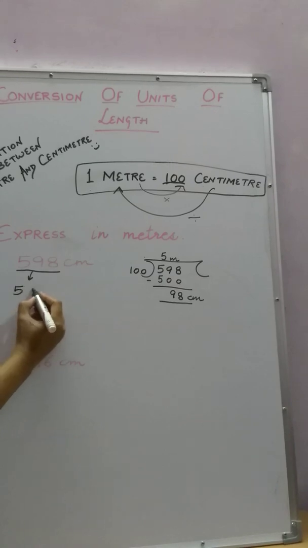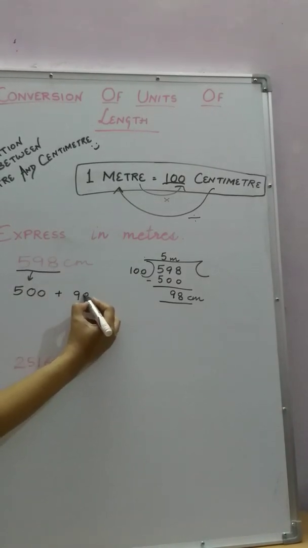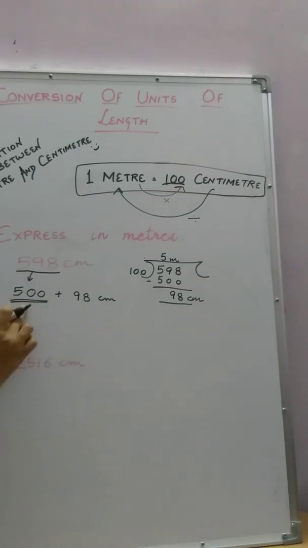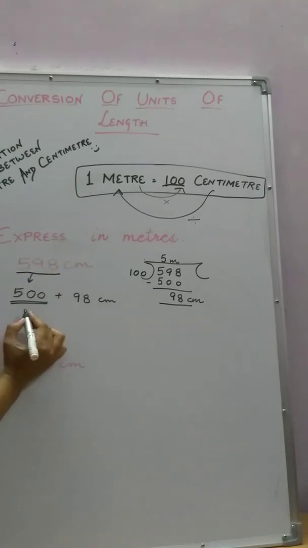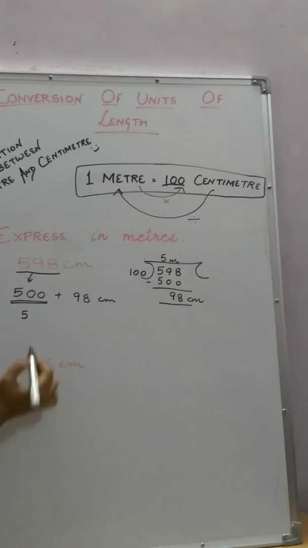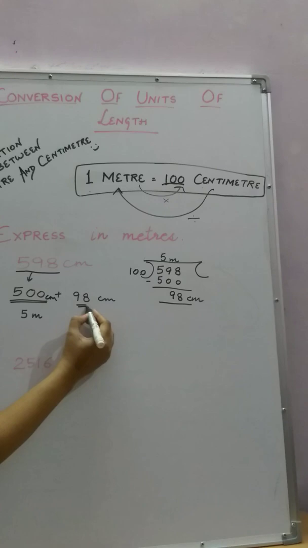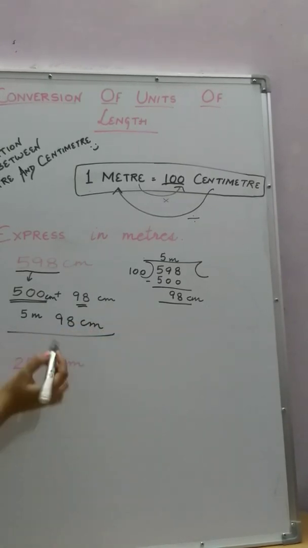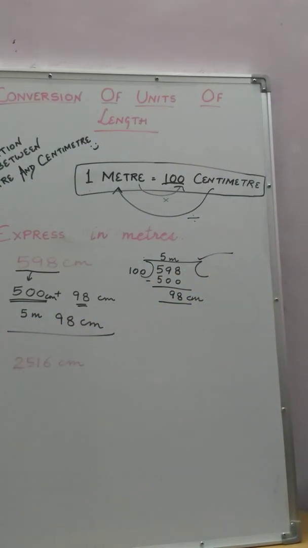598 means 500 plus 98. So here 500 centimeter means we'll divide by 100, we'll get 5. 5 meter and this 98 centimeter. This is our answer. 5 meter 98 centimeter.